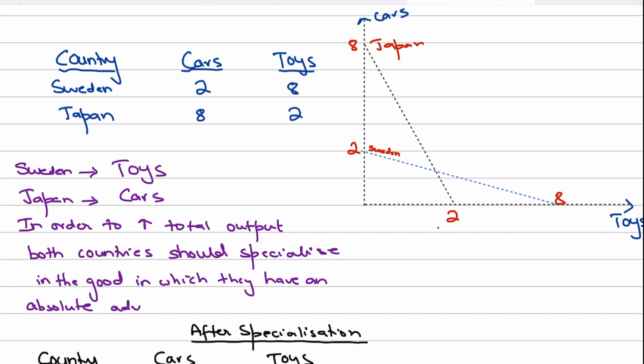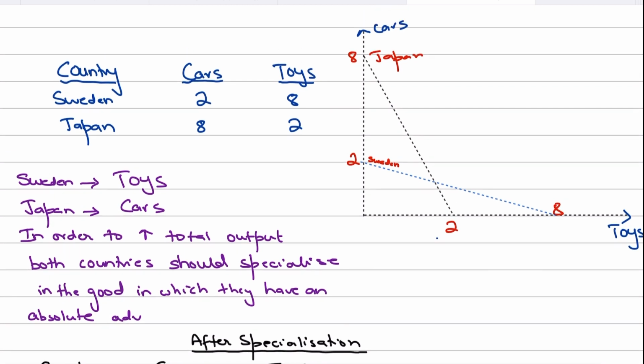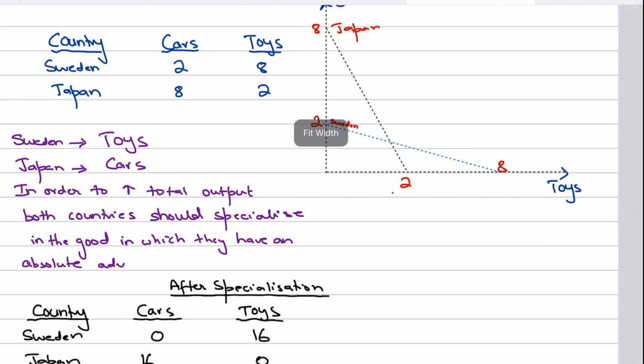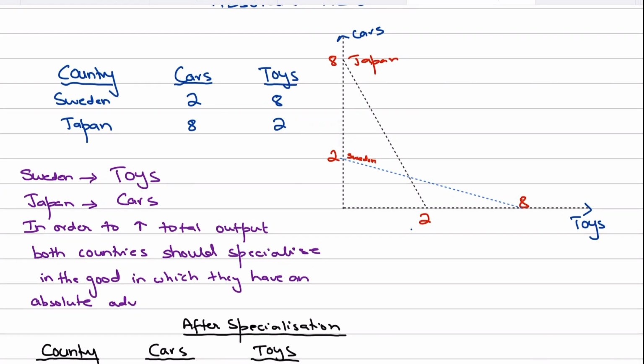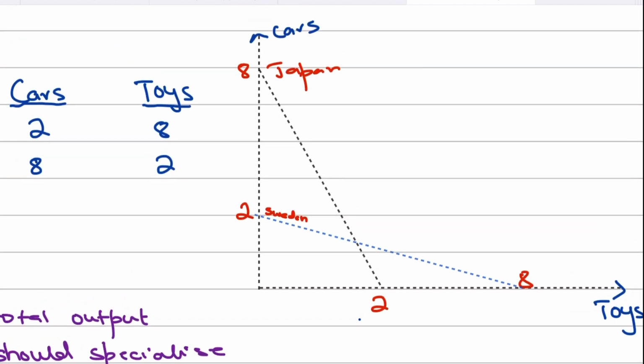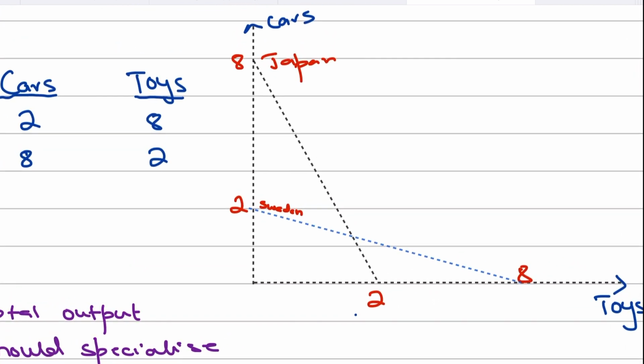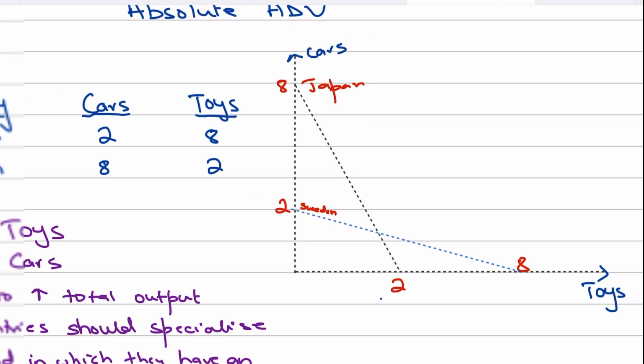So if I plot these values on a production possibility curve, let's draw a simple production possibility curve, and we're going to plot these values on a PPC. So we can see that this is Sweden's PPC, with cars on the y-axis. So we have two cars and then eight toys, while for Japan we have eight cars and two toys. So basically we have drawn a PPC and we have plotted these values.